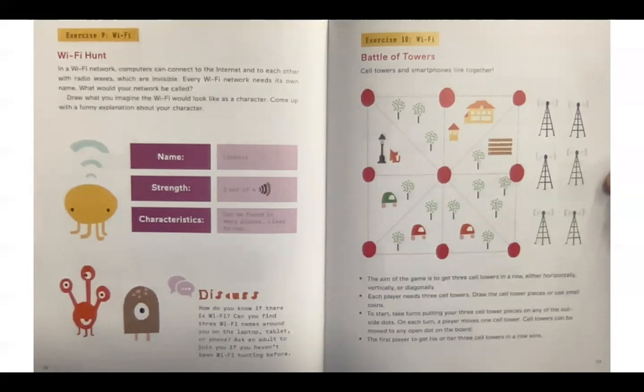To start, take turns putting your 3 cell tower pieces on any of the outside dots. On each turn, a player moves 1 cell tower. Cell towers can be moved to any open dot on the board. The first player to get his or her 3 cell towers in a row wins.